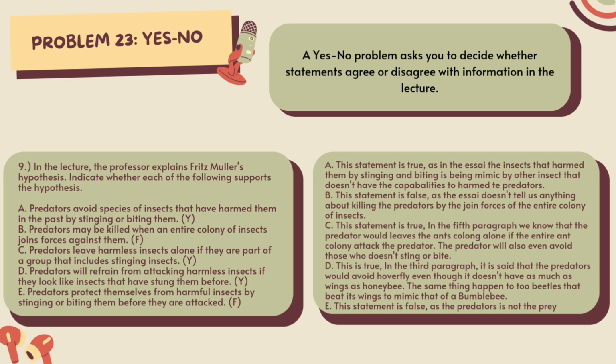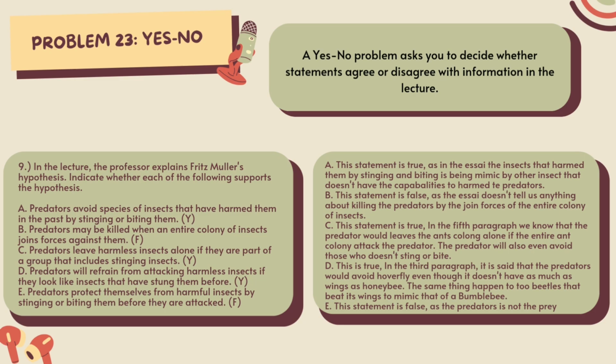C. Predators leave the harmless insects alone if they are part of a group that includes stinging insects. Yes. D. Predators will refrain from attacking harmless insects if they look like insects that have stung them before. Yes. E. Predators protect themselves from harmful insects by stinging or biting them before they are attacked. False. The reason: A. This statement is true.